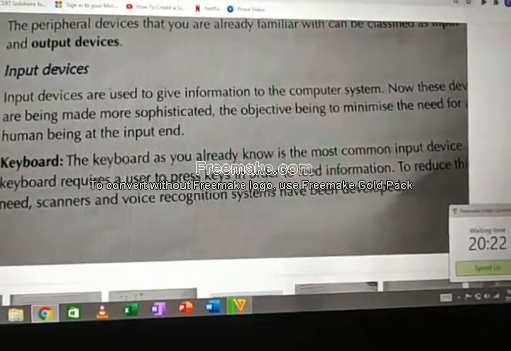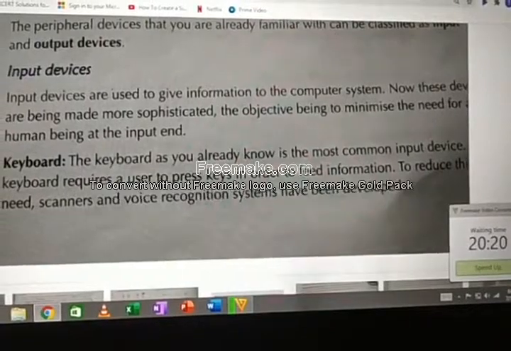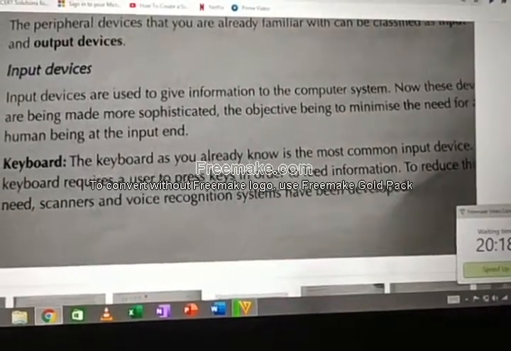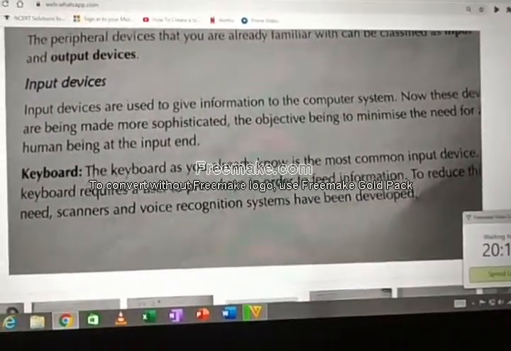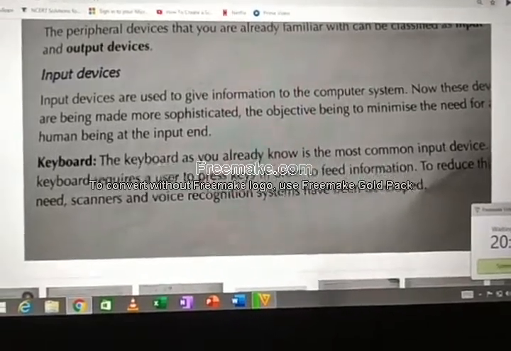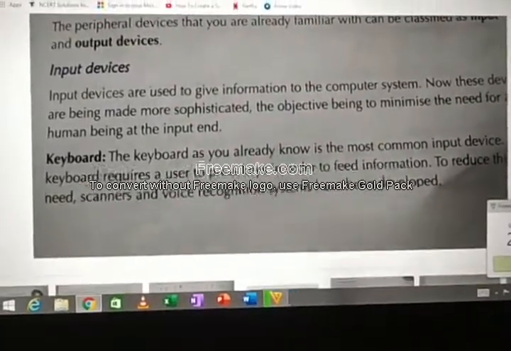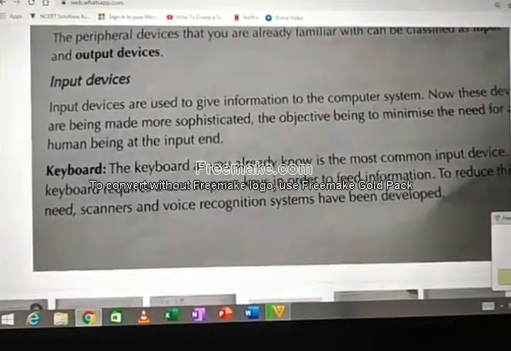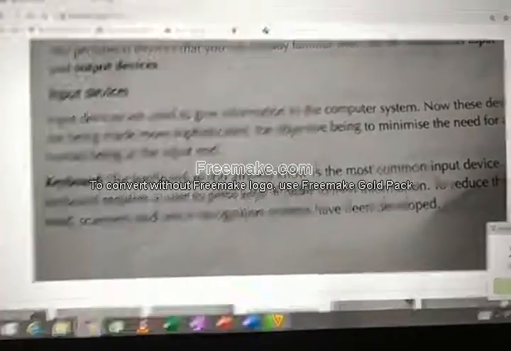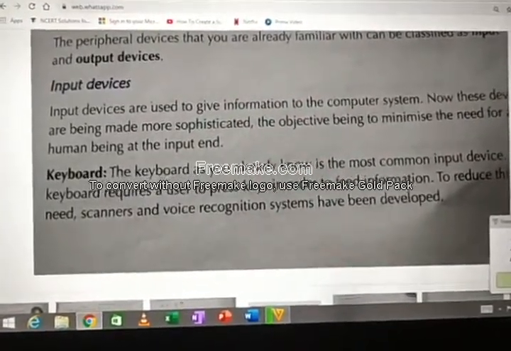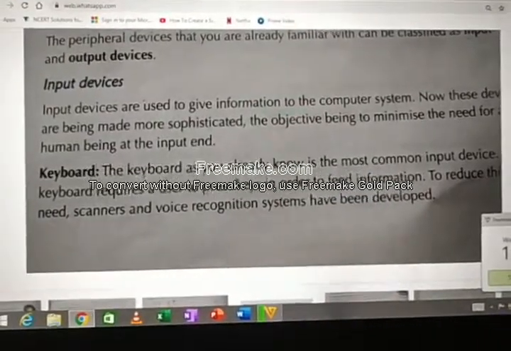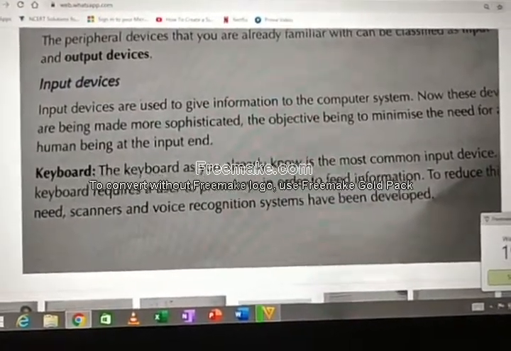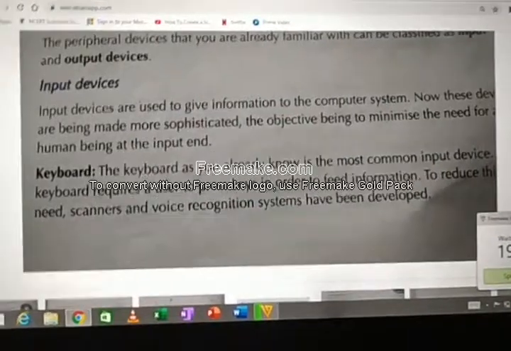To reduce the need, scanners and voice recognition systems have been developed. To reduce the need to press and type all those things, if you have a voice recognition system, you can easily speak and go. It will type all those words for you, as you used to do in Google. If you click the voice recognition system, you will speak and it will type the messages for you, right?